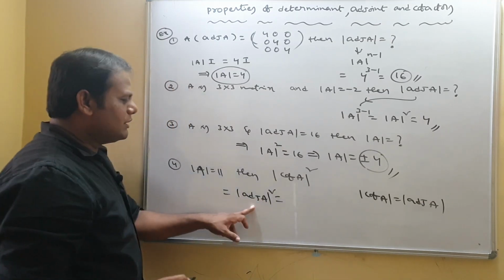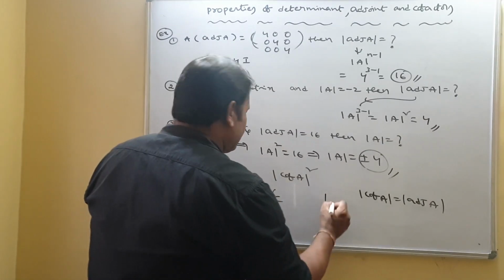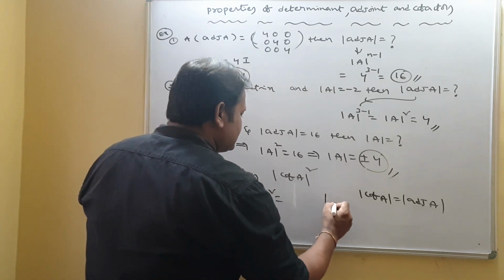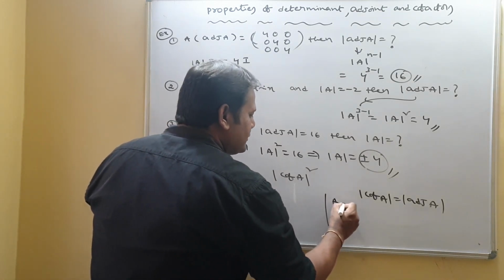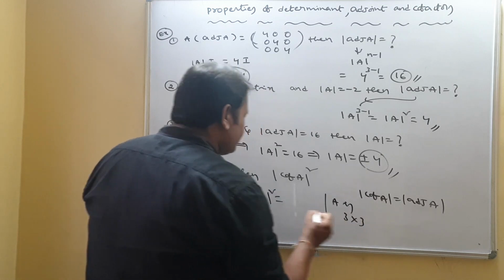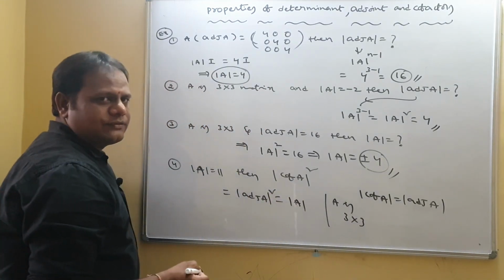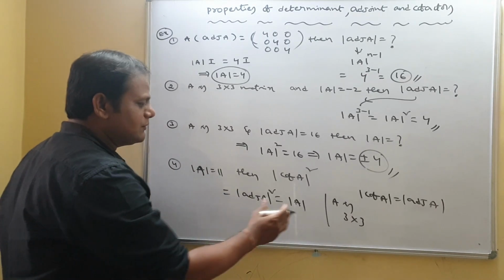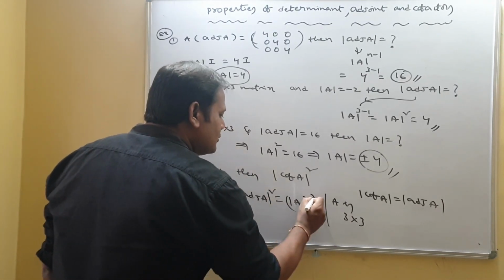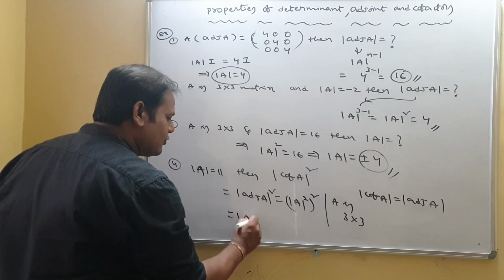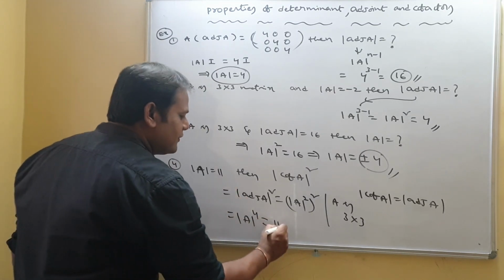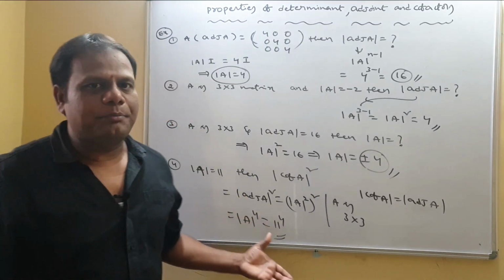Yes. You know that what is det adjoint A? Suppose here I am taking that A is a 3 by 3 matrix. Okay. A is 3 by 3 given. Now det adjoint A, so det A power n minus 1. What is det A power n minus 1? 3 minus 1 whole squared. Is it? So det A power 4. What is det A? 11. So the answer is what? 11 power 4.